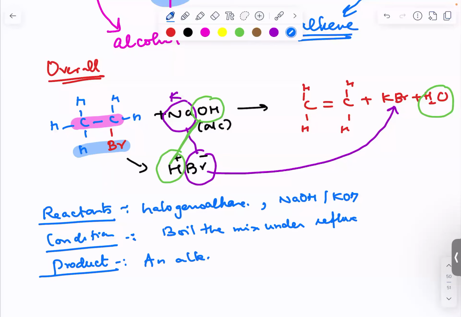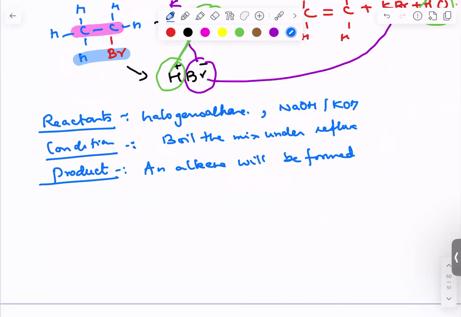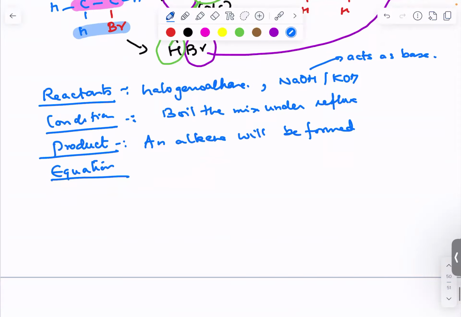And alkene. Product and alkene will be formed. And then product, condition, and boil it under equation. I have already written. Then mechanism we are going to do. Observation, it doesn't have any observation. But by the way, this acts as a base here. This is very important. Now let's do the reaction.